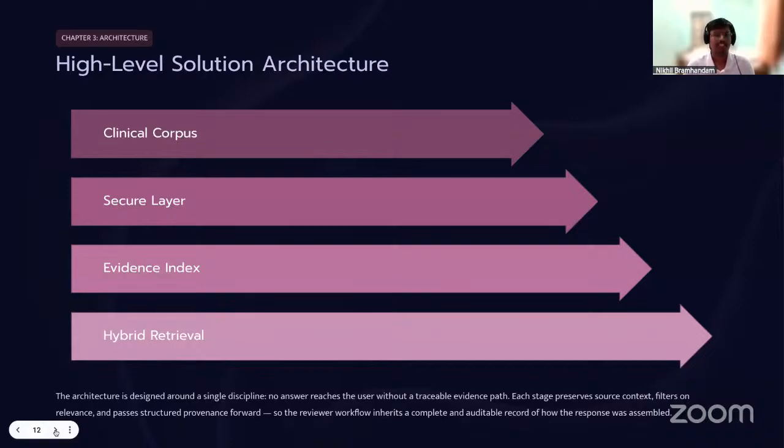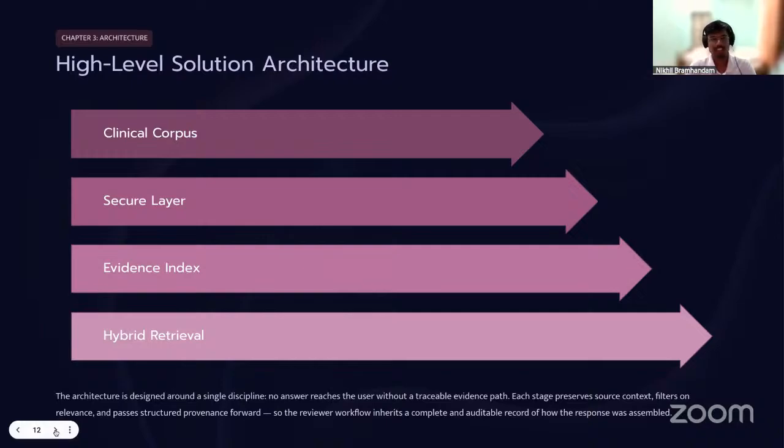So this is a high level architecture of how Project Apollo was envisioned. We have a clinical corpus and a secure layer where we pull data from sources, we mask the data, we use the data, and then we discard the data. And then we have our evidence and the hybrid retrieval for it. So this is a high level solution architecture of what Project Apollo is supposed to be.